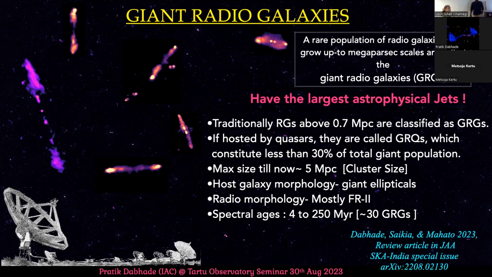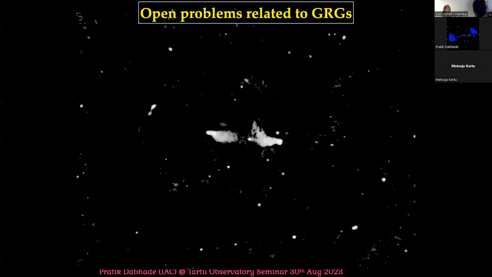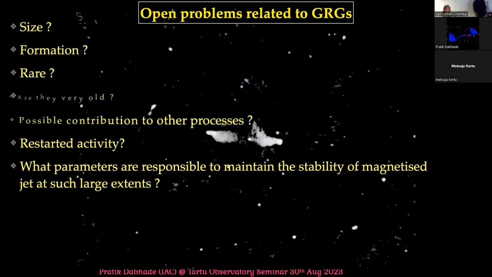And there has been an effort going on to understand why they are big, why they are rare. And recently we put out a review based on the recent results from new surveys. So some open problems, like I mentioned: we are trying to understand why they are so big, how they are formed, how rare they are, and are they simply old? And what can we learn about what astrophysical processes contribute to it? And we are trying to probe these kinds of things for this class of giants. But one of the main things which has been neglected is the restarted activity, which is what I'll get to next.